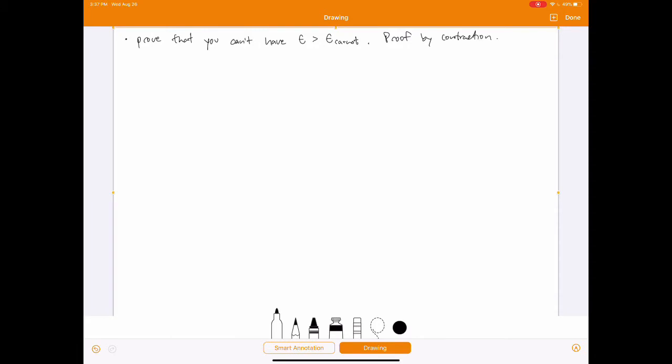That means we're going to assume that you can have an engine that's more efficient than Carnot. We're going to assume that that is possible. And then we're going to see that leads us to a nonsense conclusion. It leads us to an impossible conclusion, which means what we assumed is false. You can't have an engine more efficient than the Carnot efficiency.